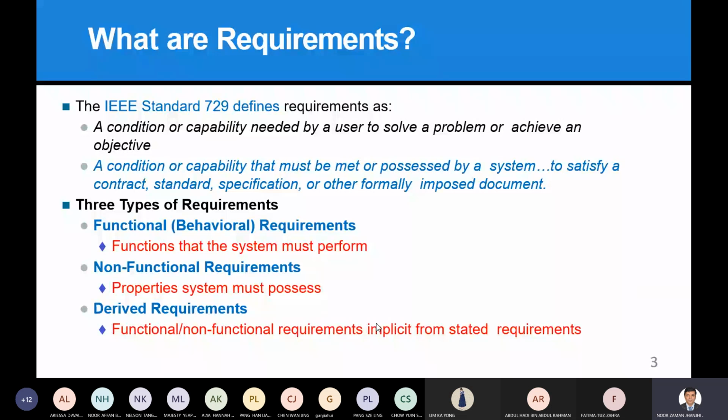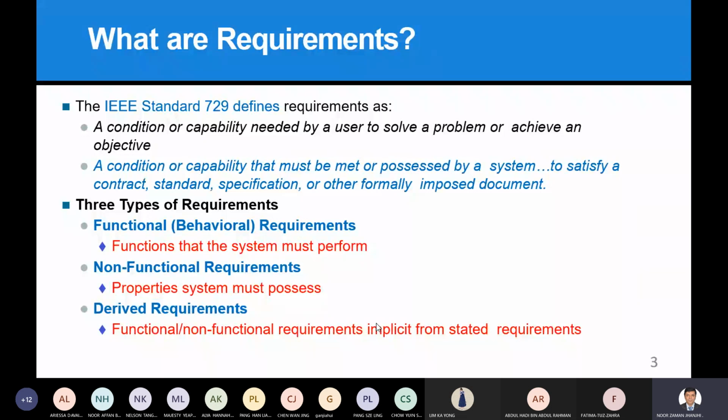So if any condition or any requirement is not there, we cannot consider that a complete project, a complete assignment. In the same way, in your complete assignment, if the requirements are there and something is missing, we cannot say this is comprehensive or complete. To satisfy a contract, standard, specification or other formally imposed document. So this is something that must be done.